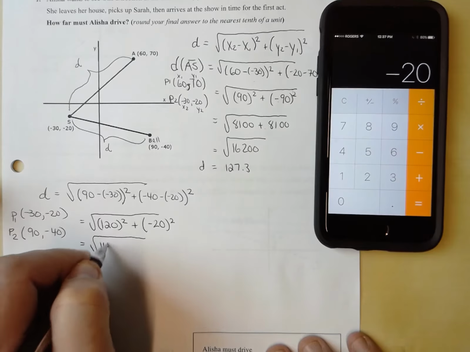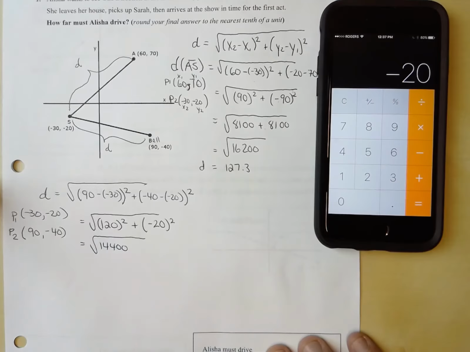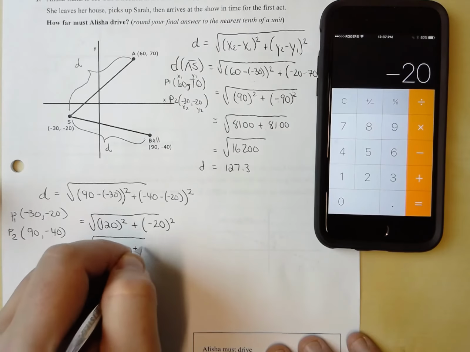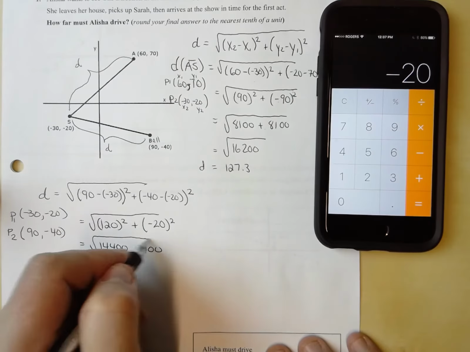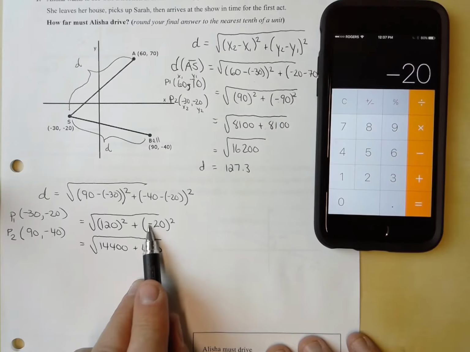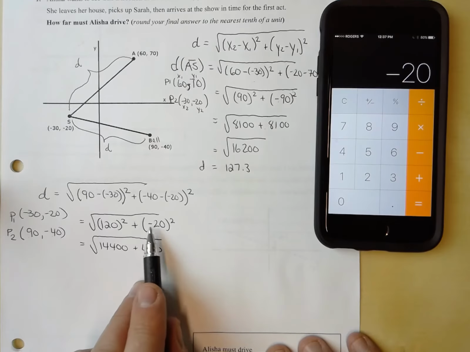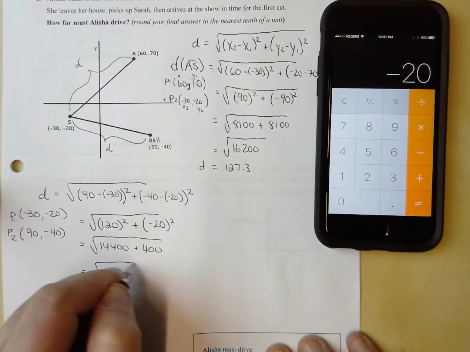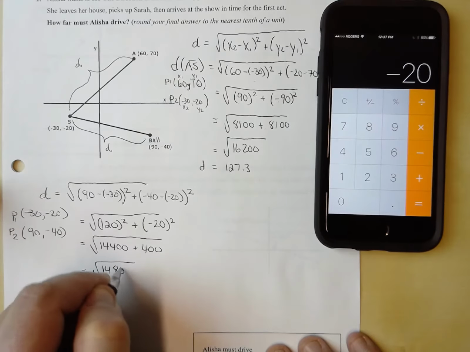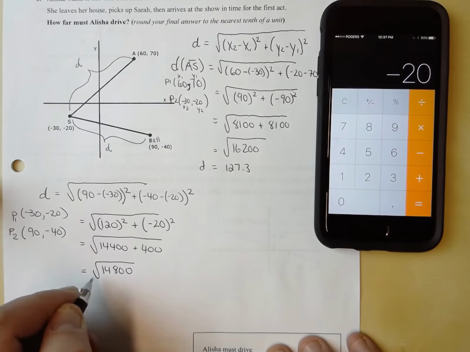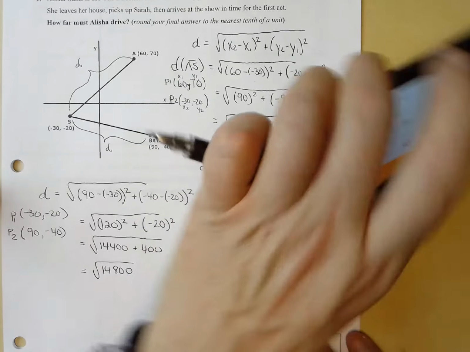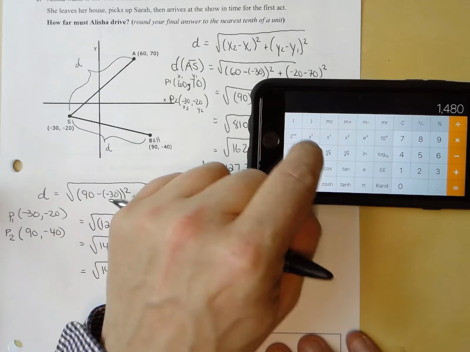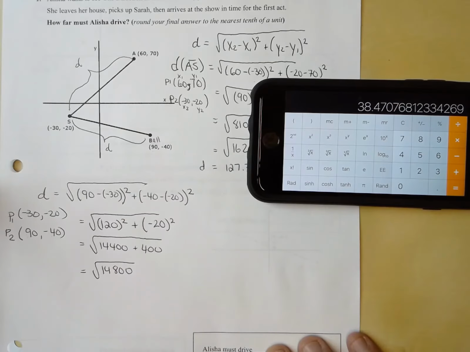120 squared is 14,400. Yes, 14,400. And negative 20 squared is positive 400. You do that on your calculator. You make sure that you're squaring that negative. Use those brackets. Or negative 20 times negative 20 if you prefer. You should get a positive there. That's going to be 14,800, which once you take the square root of that, 14,800 square root is going to give you 38.47.